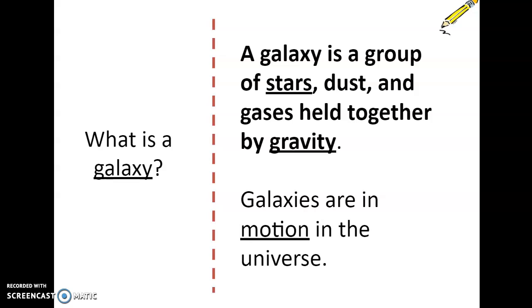Next, what is a galaxy? A galaxy is a group of stars, dust, and gases held together by gravity. You probably remember, gravity is a force that we experience on Earth, but also throughout our universe as well. Gravity is responsible for why we stay on the ground, why things fall from the air, just for a few examples. Galaxies are in motion in the universe. So we'll learn about Earth's motions, but not only is Earth constantly moving, our galaxies are also in motion.